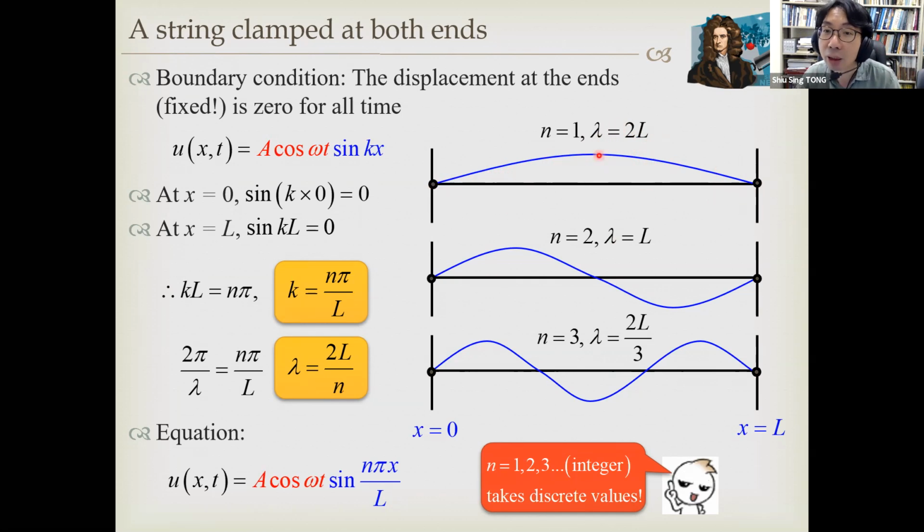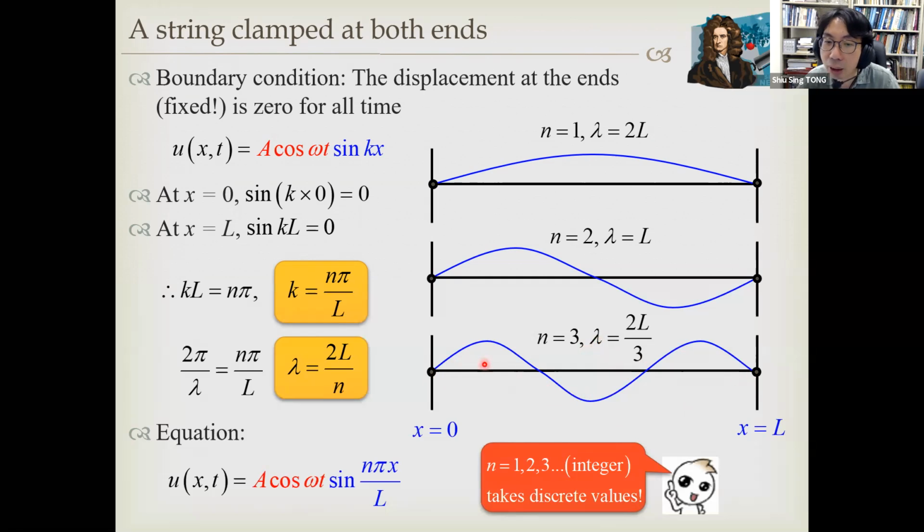Now, what would happen if I put n equal to 2? When n equals 2, lambda is L, so that is a full wave. You can see the length of the string is now equal to a full wavelength, and lambda is equal to L. What happens when n is equal to 3? Then the length of the string is equal to 3 lambda over 2, or 1.5 wavelengths. In this case, L is equal to 3 over 2 lambda, which is 1.5 wavelengths.